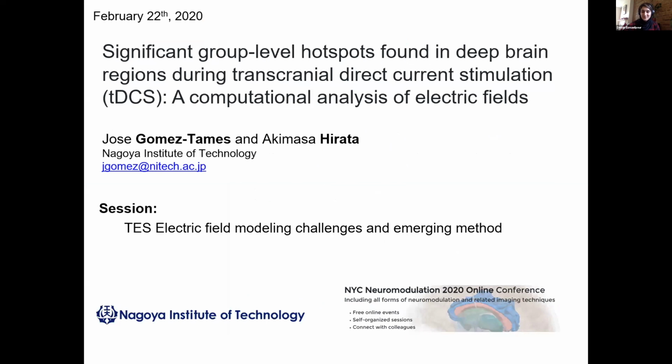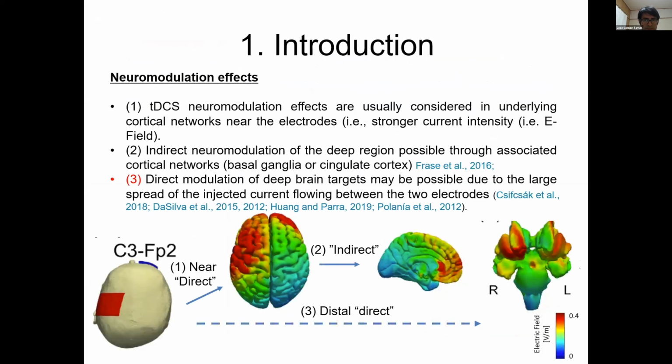Okay, well, thank you. So yeah, I would like to talk about one of our recent papers, significant group level hotspots found in deep brain regions during transcranial direct current stimulation. So first, one of the points that we are investigating in this paper is about the different neuromodulation effects. Basically, we can divide them into three different levels. We can use this classification.